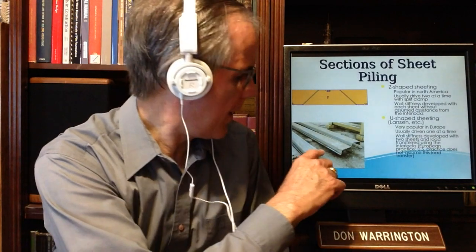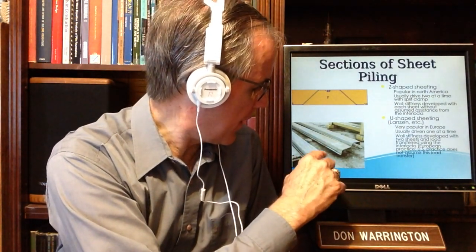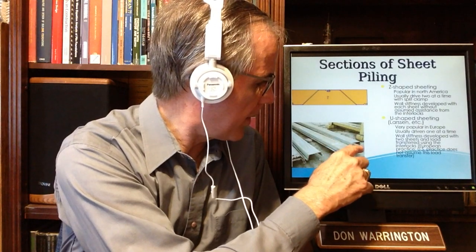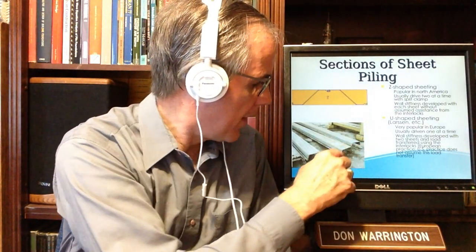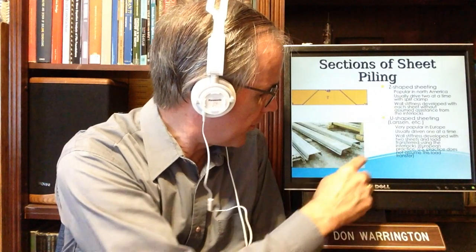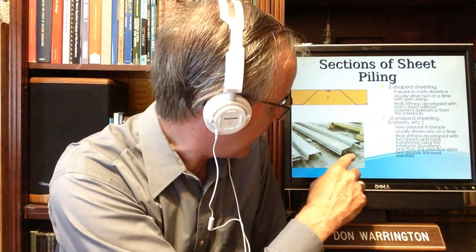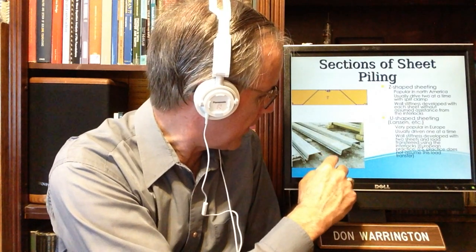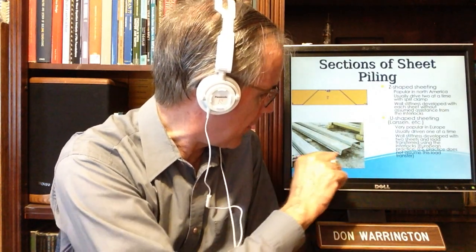The wall stiffness is developed with each sheet without assistance from the interlocks. And I'll explain that in just a second. U-sheeting, like you see down here, basically does this, and then you have interlocks down here, interlocks over here, interlocks over here, and that kind of thing. And as you see right here, you can see that kind of an action. Now, not really, you really don't see it that well, but anyway, it goes like this, and the interlocks are right along the neutral axis. Neutral axis. Some of you are already getting nervous based on your experience in mechanics of materials about neutral axis.